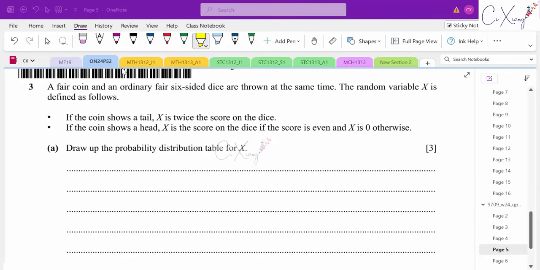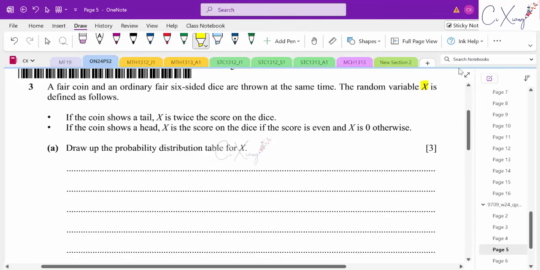Okay, so we are now at question number 3. There's a fair coin and also an ordinary fair, 6-sided dice. So they are coin and dice, and all of them are fair, right? They are thrown at the same time. The random variable X is defined as follows. If the coin shows a tail, then X is twice the score on the dice. If it is a head, then X is the score on the dice.